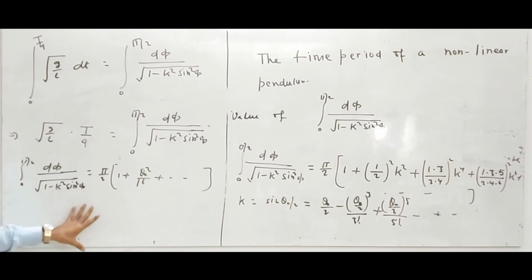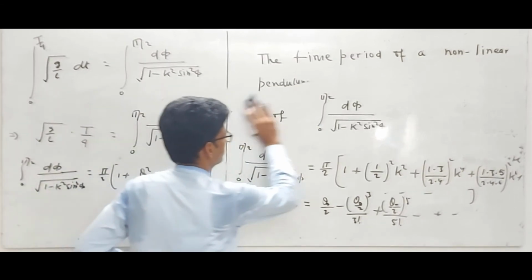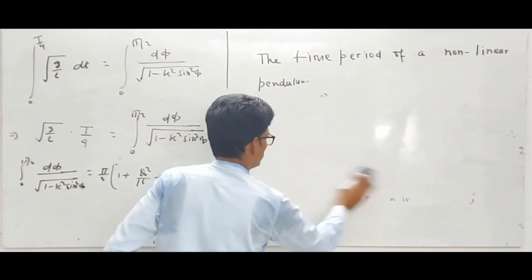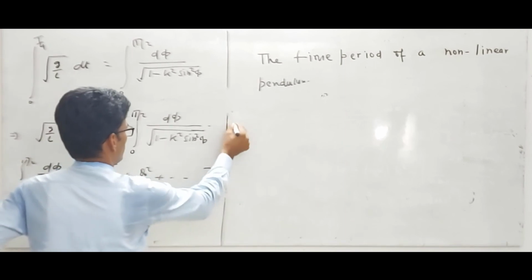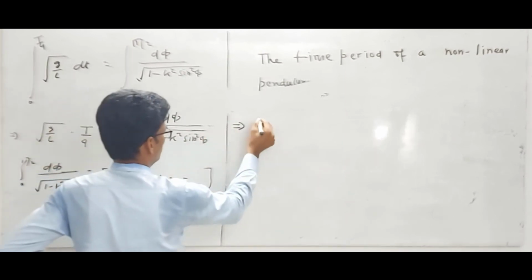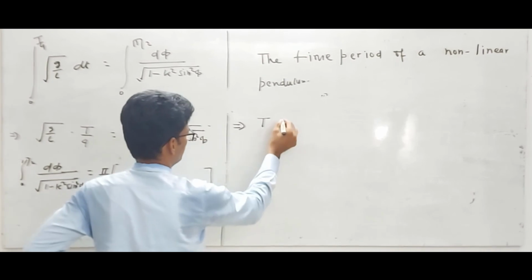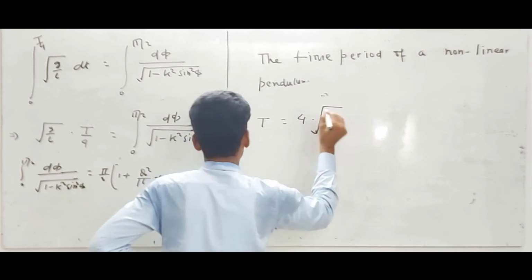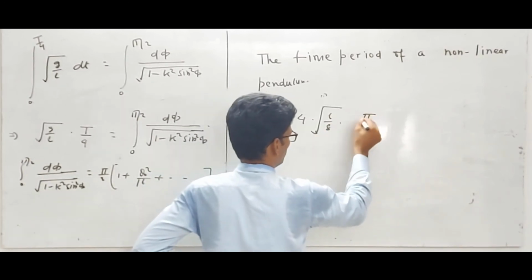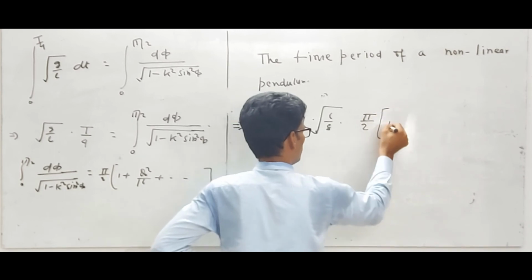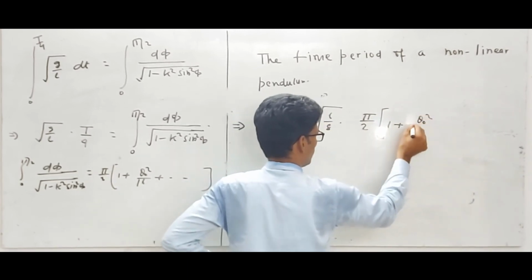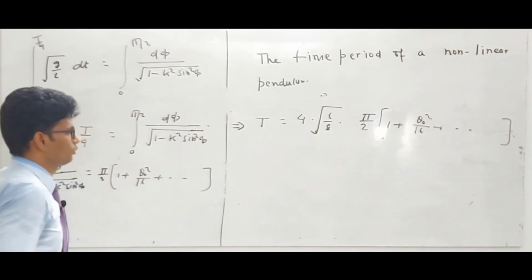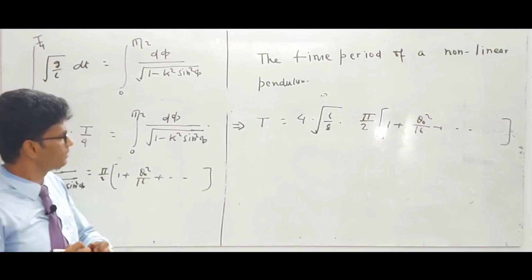Now our task seems to be complete. So this implies T is equal to 4 under root L by g, and then pi by 2 times the bracket 1 plus theta naught square over 16 and so on and so forth. So this is the time period of a non-linear pendulum.